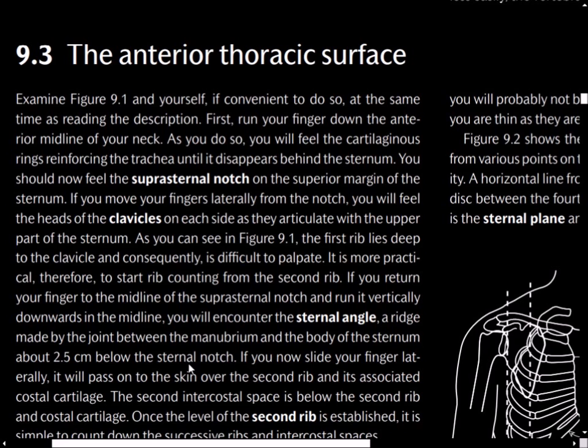If you move your fingers laterally from the notch, you will feel the heads of the clavicles on each side as they articulate with the upper part of the sternum. As you can see, the first rib lies deep to the clavicle and consequently is difficult to palpate. It is more practical, therefore, to start rib counting from the second rib.